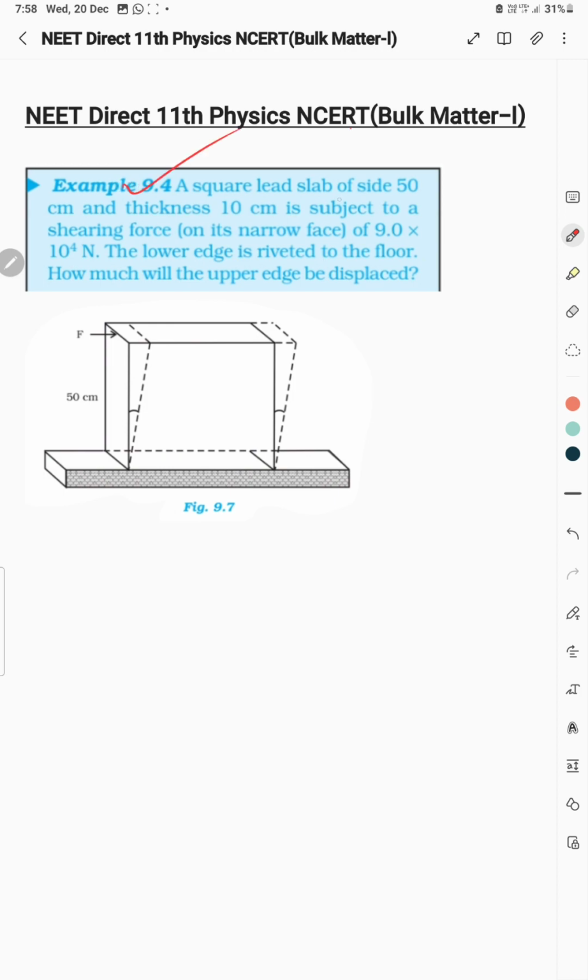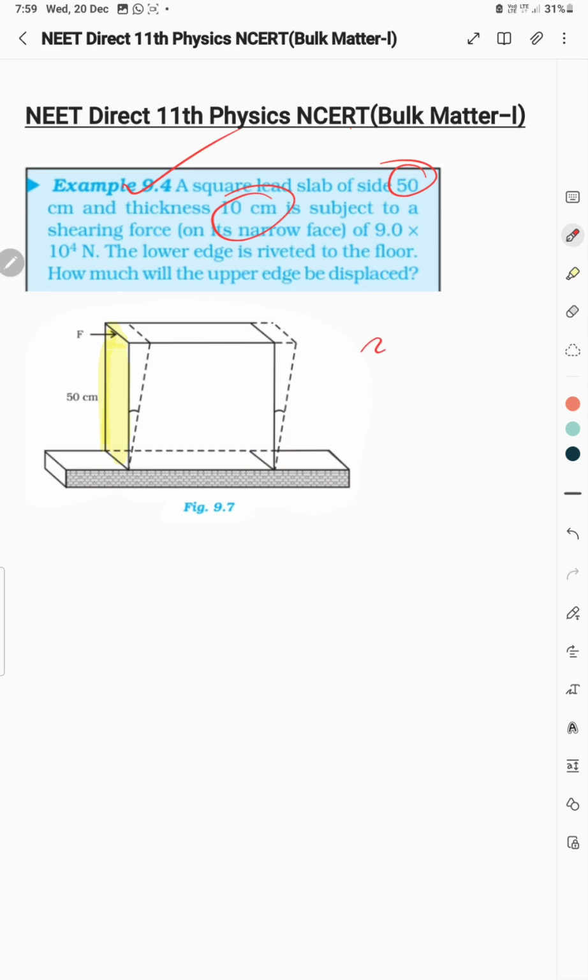Okay, now let's move on to example 9.4. A square lead slab of side 50 centimeter and thickness 10 centimeter. So these are the two parameters, 50 and 10. So here we see this is 50 mentioned here, and the width is 10, subject to a shearing force on the narrow face.